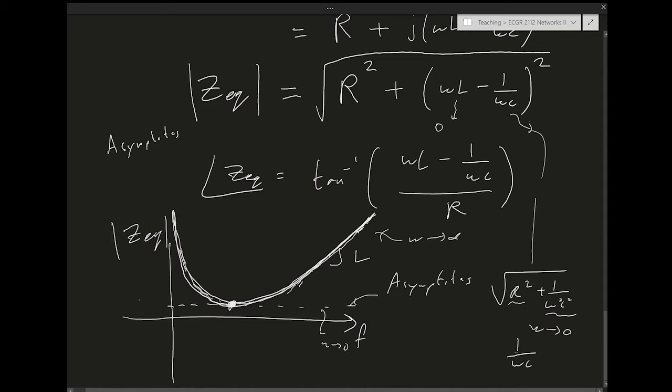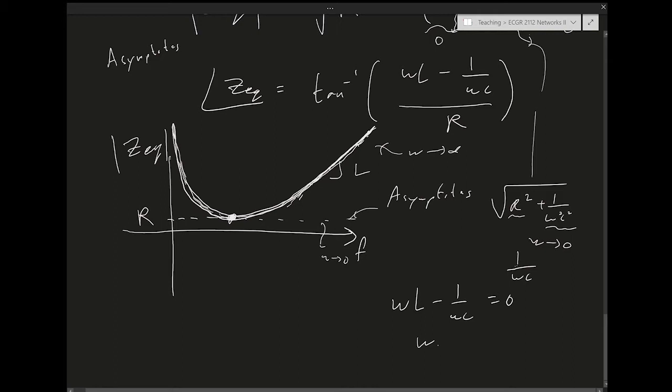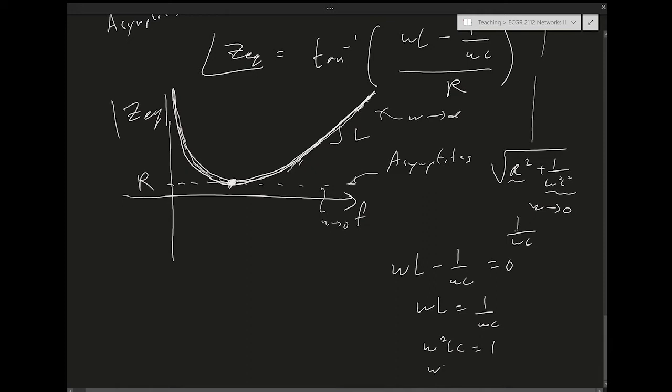Why? Because there's a certain intermediate frequency where this whole term equals zero, meaning where omega L minus 1 over omega C equals zero. This happens when omega L equals 1 over omega C, which is omega squared LC equals 1, which is omega equals 1 over square root LC. So at a frequency equal to 1 over square root LC, by the way, this is omega, not F, so I want to turn the omega into F, right? I need to multiply by 2 pi to turn the omega into F. But at this frequency, we will have the impedance equal exactly to R.